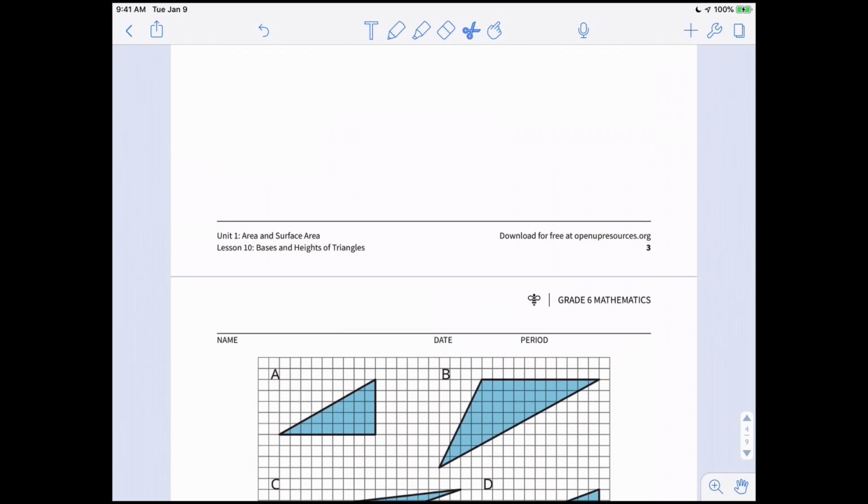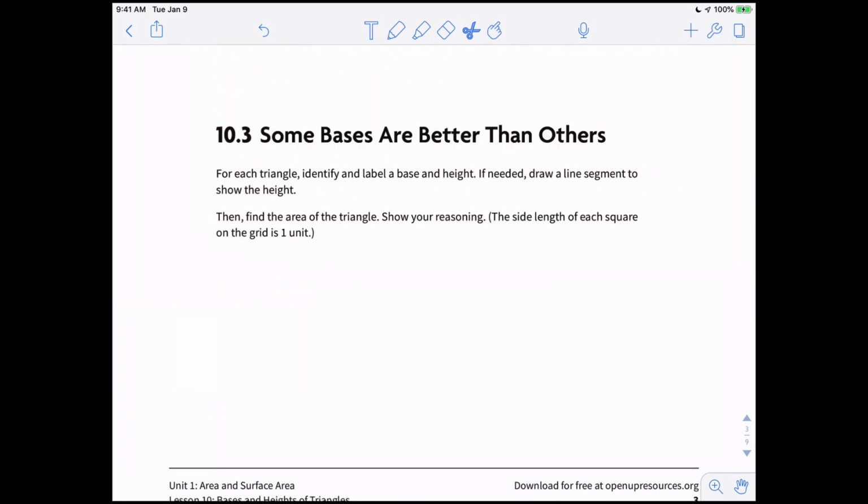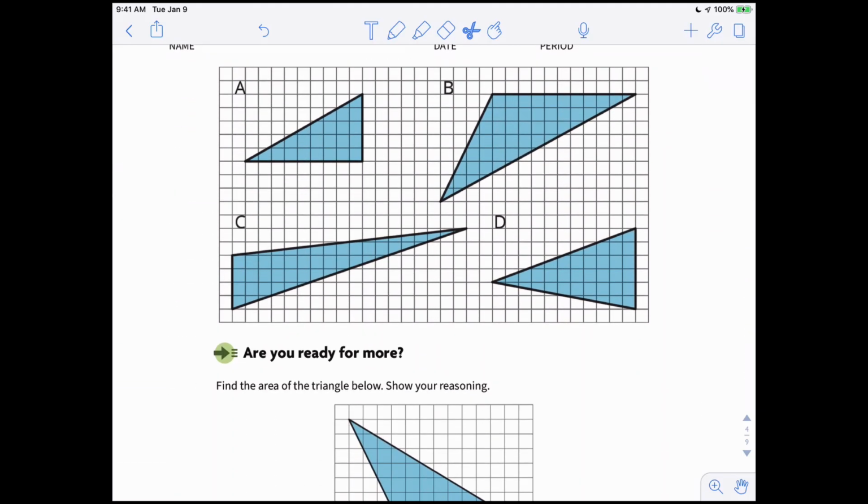So they just want us, let's do this, to identify the base and the height. If we need to, we might have to draw a line segment and all that sort of stuff to demonstrate the height, and then find the area. All right, so let's get to it.